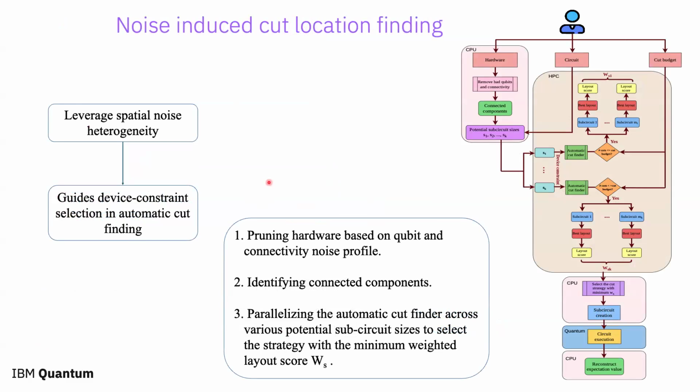The idea here is that for a quantum circuit, if you look into the IBM quantum devices today, all the qubits are not equally good or equally bad. Some of the qubits, some of the connectivities, are more noisy, some of them are less noisy. So the question that we asked is, can I use this information to find my cut location? How do we do that?